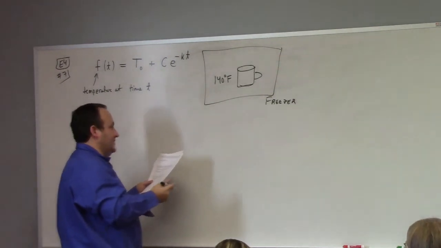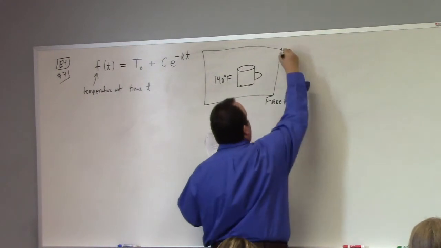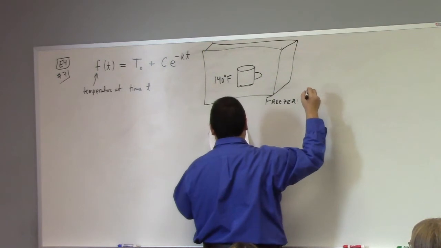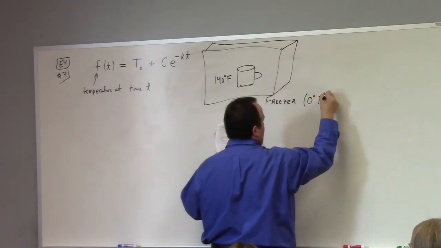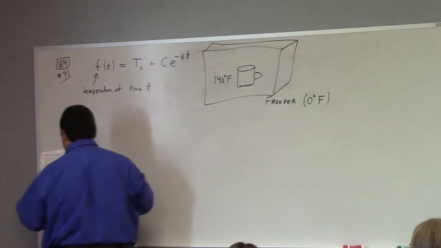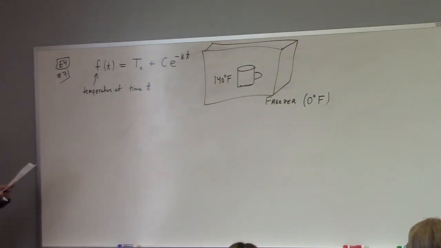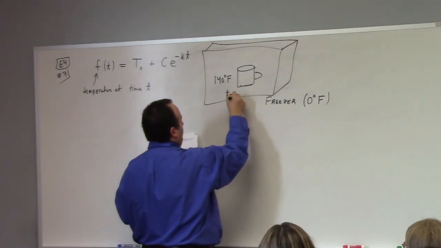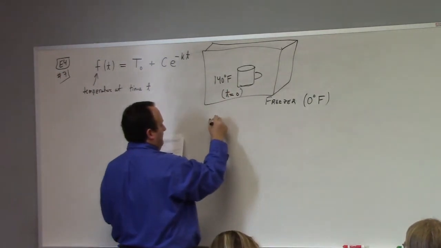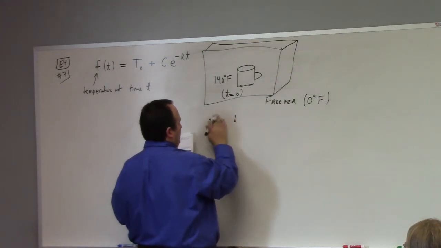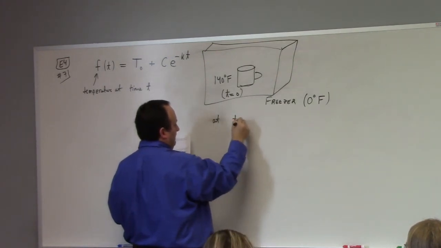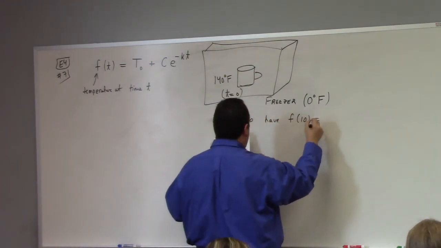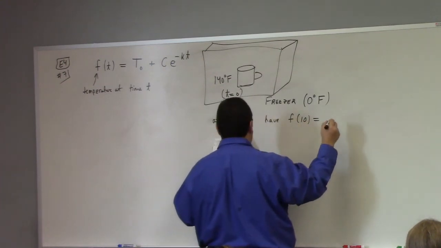Okay, and the freezer is 0 degrees Fahrenheit. And then we're told after 10 minutes the temperature of the coffee, so this is t equal to 0. Then after, well, let's just say this. At t equals 10, the temperature of the coffee is equal to 62 degrees Fahrenheit.